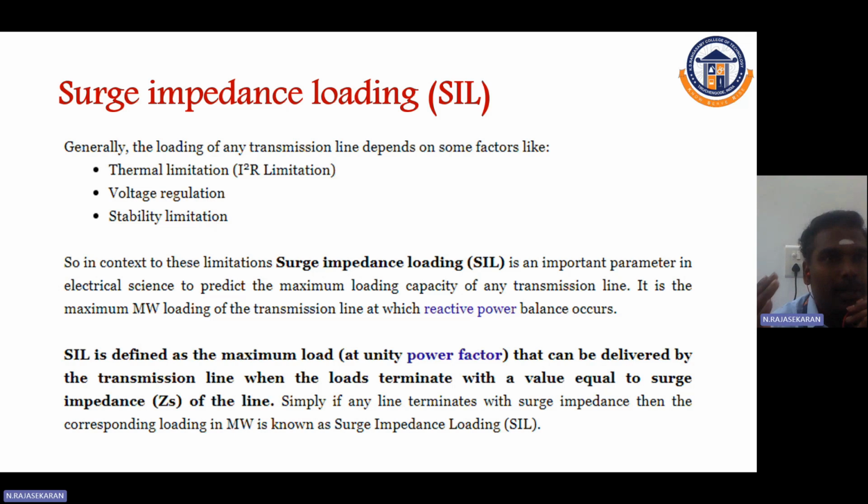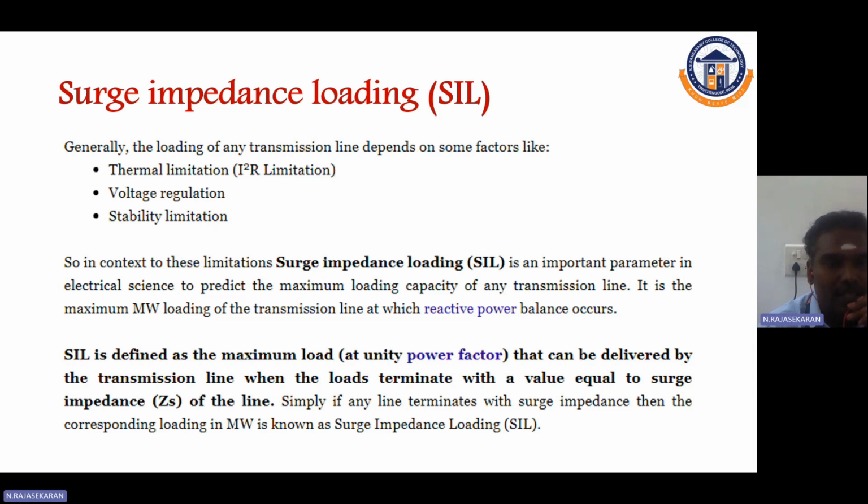How much maximum loading capacity your line has is calculated only by the surge impedance loading. Without knowing the proper data, we cannot send maximum power to the corresponding transmission system. So some pre-calculation is required to send the power for the corresponding line.